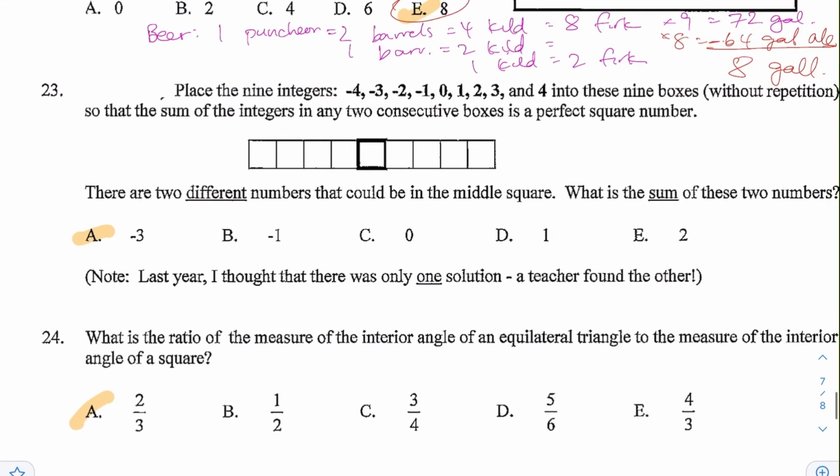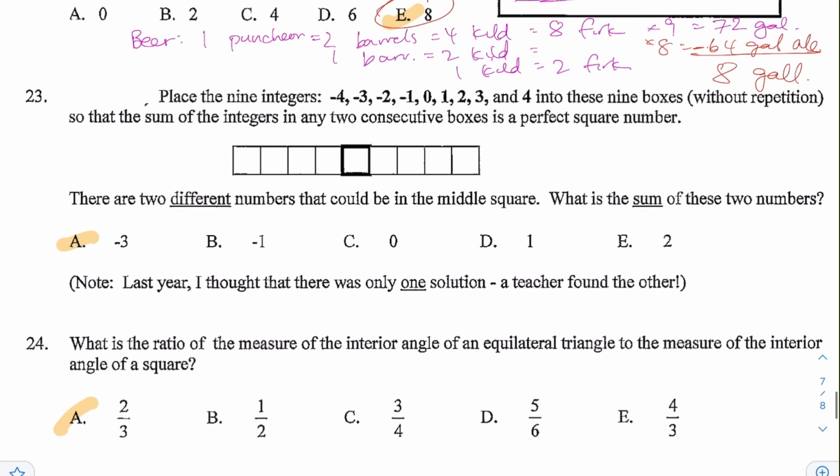All right, next for number 23, you have to place the 9 integers, -4 to 4, into the 9 boxes without repetition, so that the sum of the integers at any 2 consecutive boxes is a perfect square number. There are 2 different numbers that could be in the middle square. What's the sum of these 2 numbers? So here you can just start with 2 numbers and just guess and check. Remember, consecutive means that it has to be next to each other.